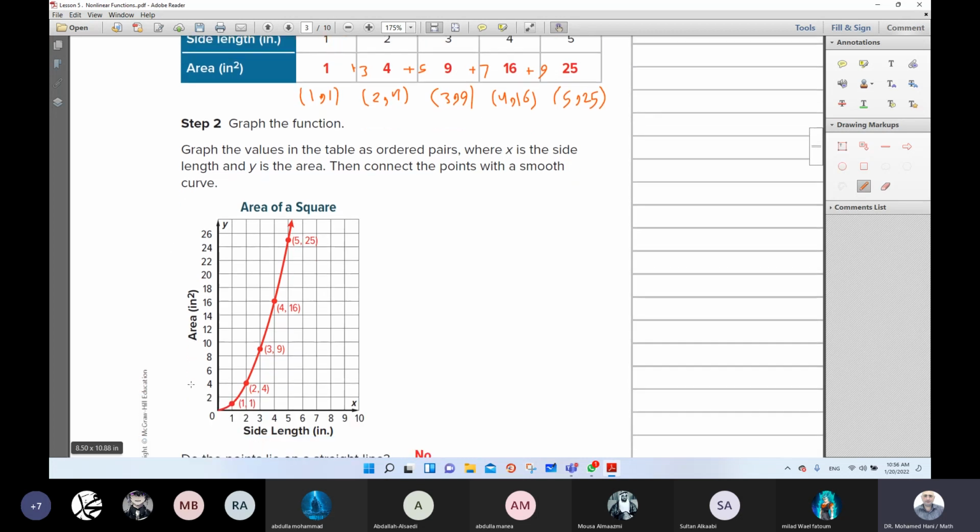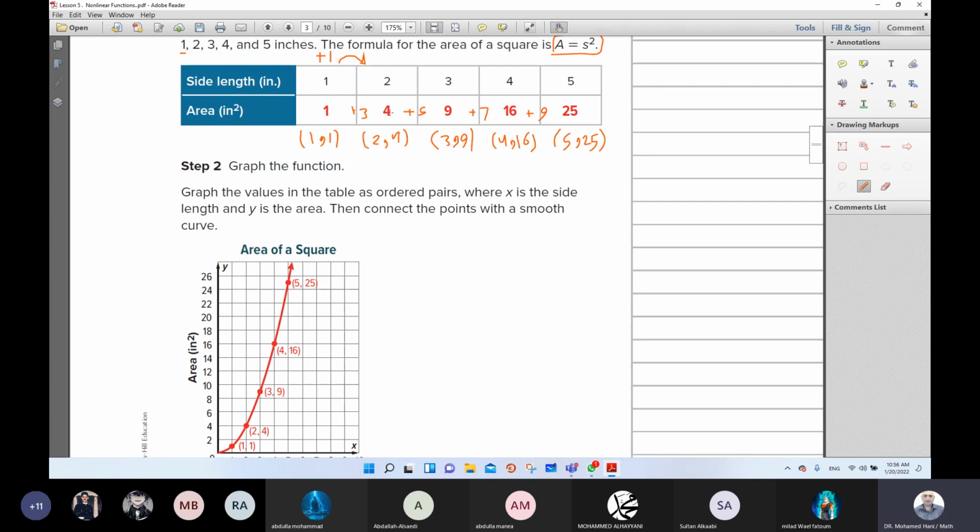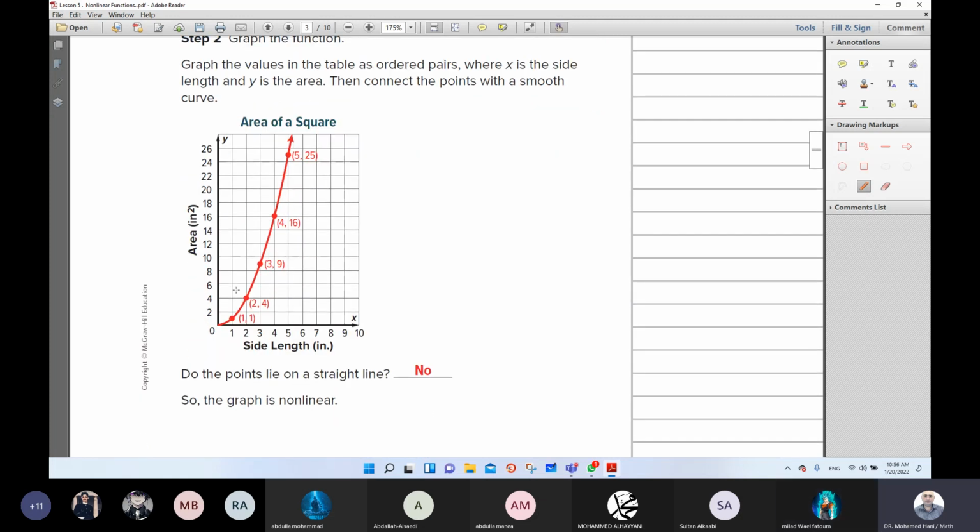And as you see here, the x-axis means the side length, and the y-axis the area. So you can coordinate the points here. As you see the match between them, you will get what? A curve, not linear. And from the table, as you see here, we don't have a constant rate. So from the table we can know if it is linear or not linear, and we can know from the graph. As you see here, we have a curve.